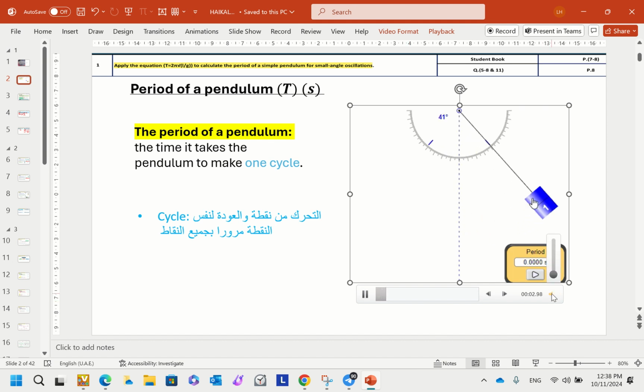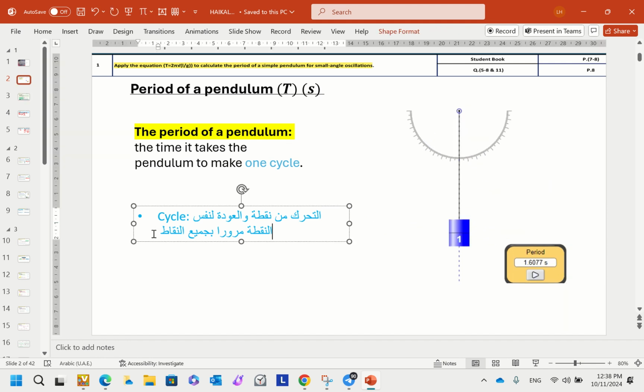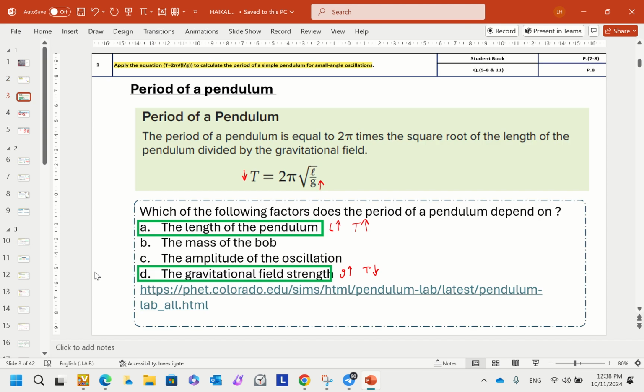So how much time it takes the pendulum to go from one point and return to the same point, passing through all points. This is called the period of a pendulum. To calculate the period of a pendulum, we must apply this equation. The period of a pendulum is equal to 2 pi times the square root of the length of the pendulum divided by the gravitational field.